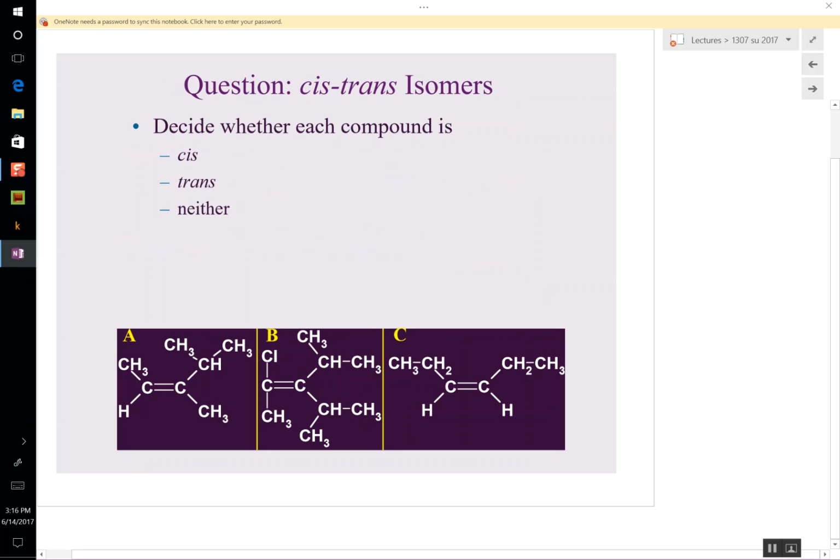So here's the next slide. Take a look at those 3. Look at A, B, and C and decide whether you think A is an isomer that has another pair, B and C.